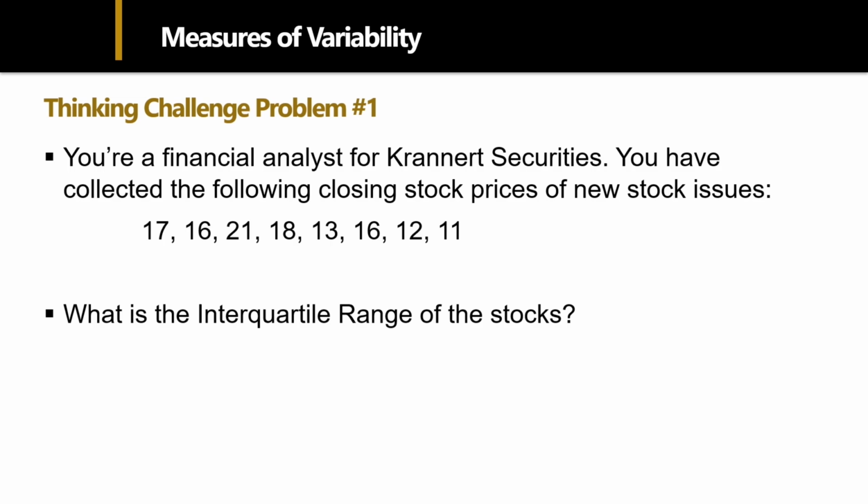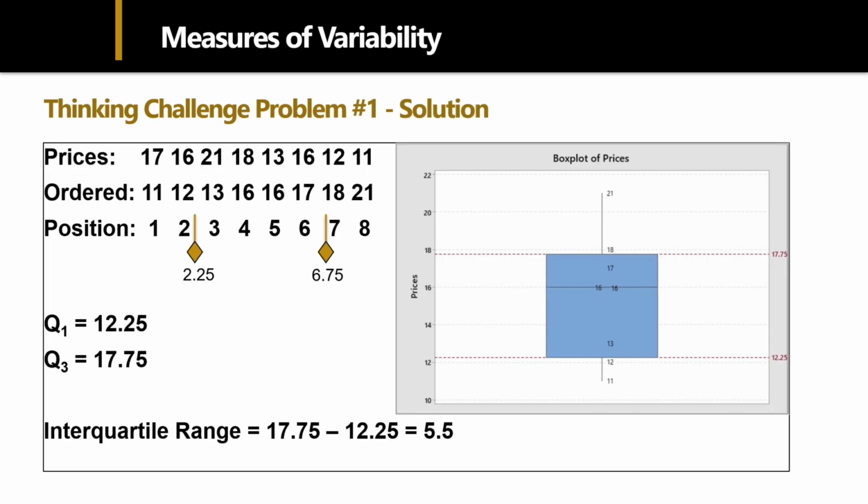Let's demonstrate this in a problem. Thinking challenge problem 1. Again, we're an analyst for Craner Securities, and we have the same data as before for the stock prices. What's the interquartile range of these stocks? Well, in order to calculate that, we have to take the numbers themselves, the prices that are listed. We have to order them ascendingly from smallest to largest, and then we calculate Q1 and Q3.